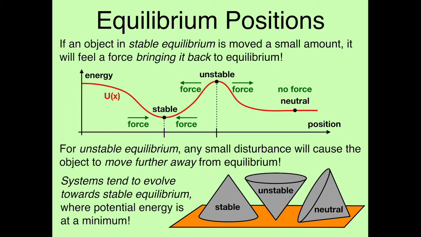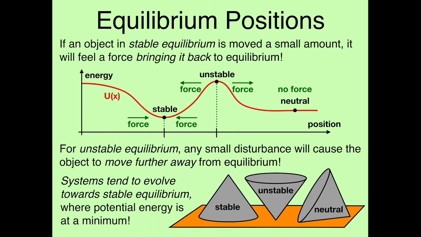You can literally think of this as a ball rolling down a hill. If I place a ball at the top of the hill, that's unstable because any slight push is going to make the ball want to go down this way or that way. And where the ball tends to want to hang out is at this lowest point. So that's something we can generally say: systems tend to evolve towards stable equilibrium where the potential energy is at a minimum. And so we have a nice physical picture here of what that looks like.